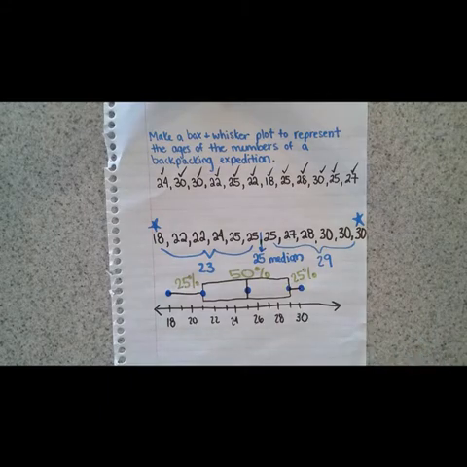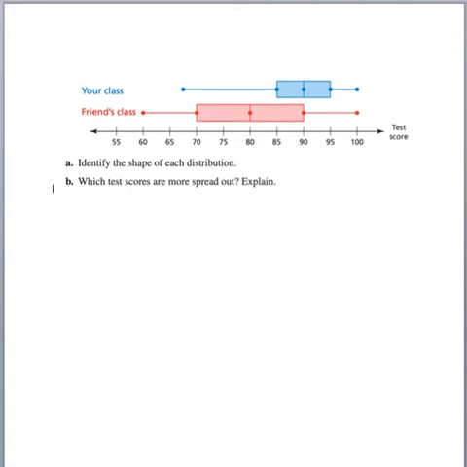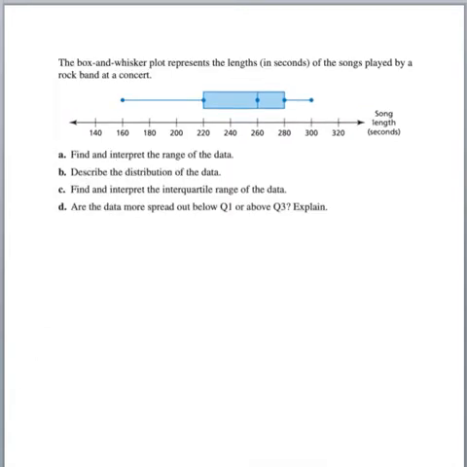All right, so we're going to look at some examples here today. This is a double box and whisker plot, and we're asked, part A, identify the shape of each distribution. Which test scores are more spread out? Explain. Okay, we're actually going to look at this example here. We'll save the double box and whisker plot for a moment.